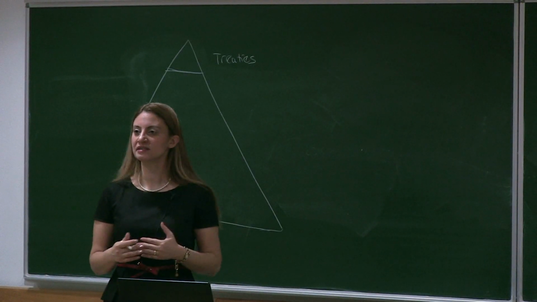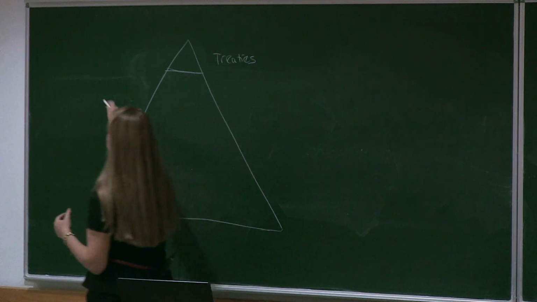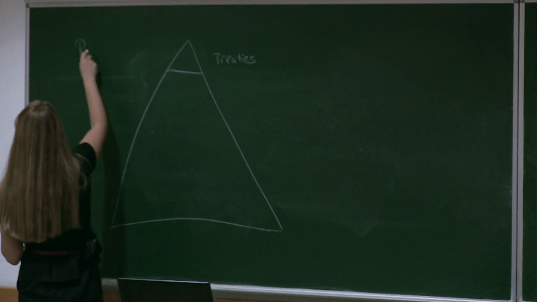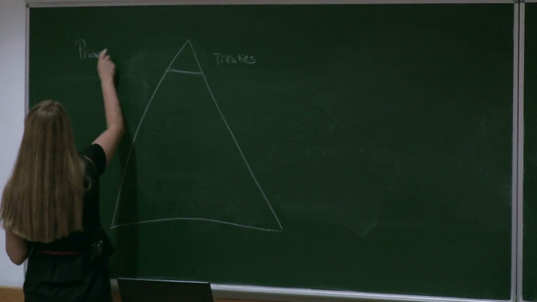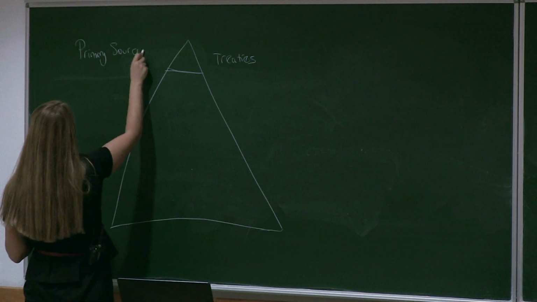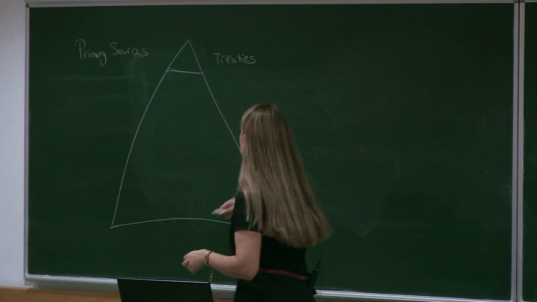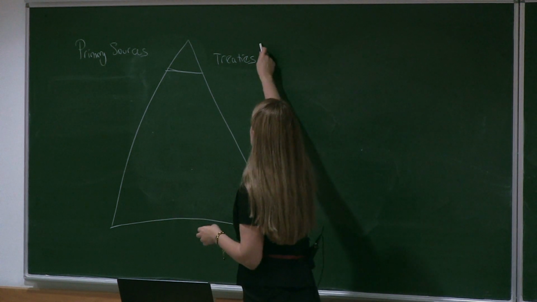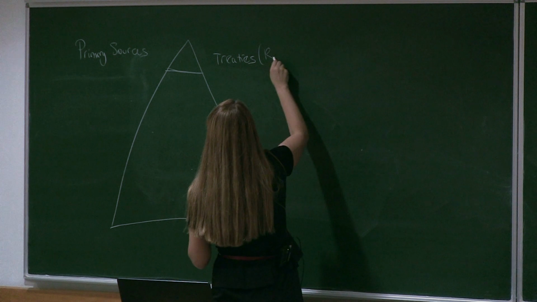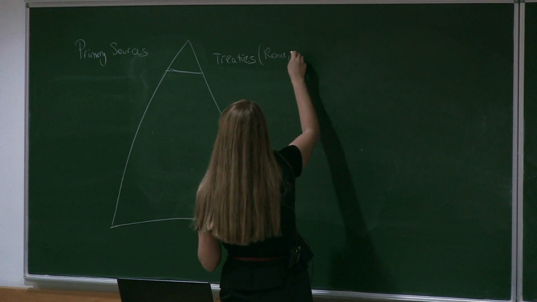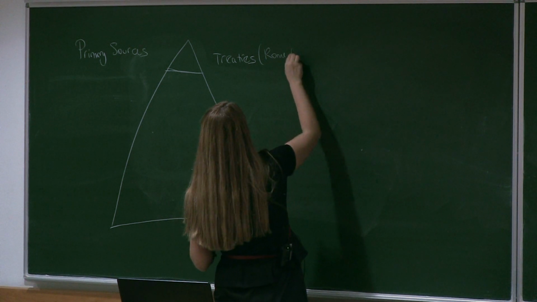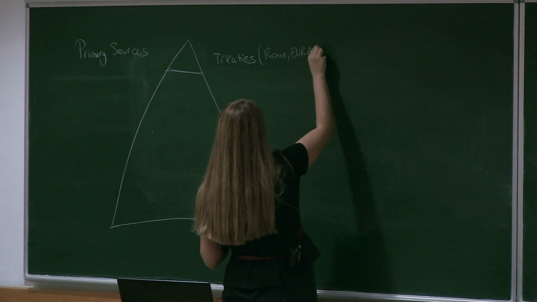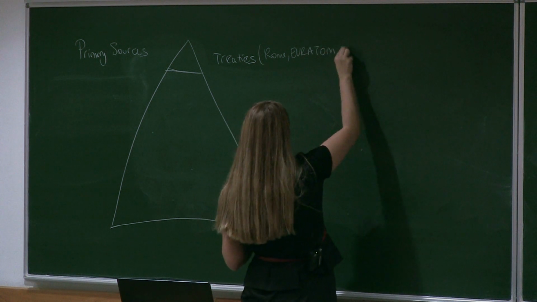So all these treaties are the primary sources, as we call them. These are the treaties that have founded the Union. I don't think I have to make the whole list. You more or less know all of them: the Rome Treaty, the Euratom Treaty, the merger treaty.